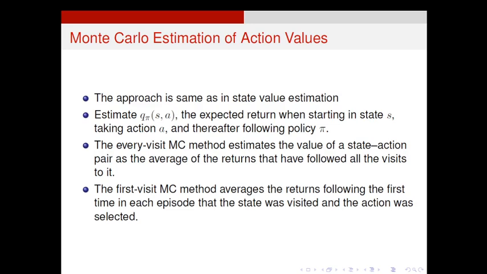Then the every visit MC method estimates the value of the state action pair as the average of the returns that have followed all the visits to it, as we already explained. In the first visit case, we take the average over the first visit. In every visit, we include that particular action in every visit to the state and following that particular action.